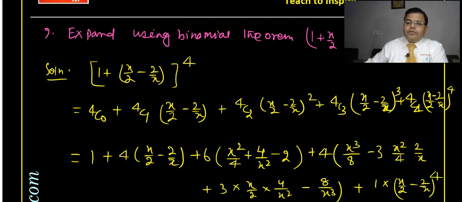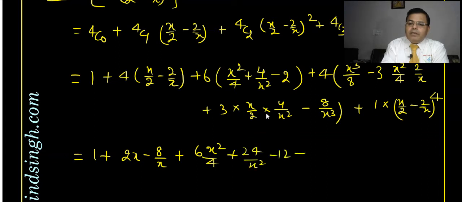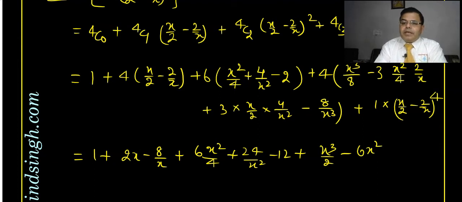So further it can be written as 1 plus, if you multiply by 4, it will be 2x minus 8 by x, plus 6 x square by 4, minus 6 into 4 is 24 by x square, minus 12, plus x cube by 2, minus 3 x square, 3 into 6 x square, that will be 6 x square, 4 will cancel, 6 x square isn't it, and if you cancel this 4, 3 into 12, 12 into 24 upon x, plus 24 upon x, and 4 minus this 32 upon x cube.